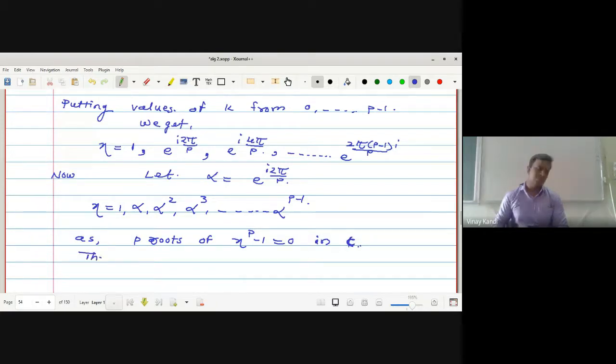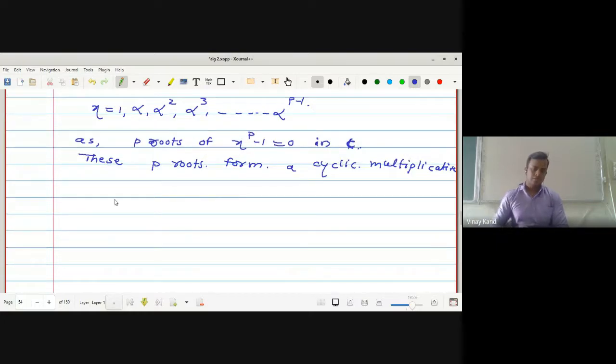So these p roots form a cyclic multiplicative group, a cyclic multiplicative group of prime order p.